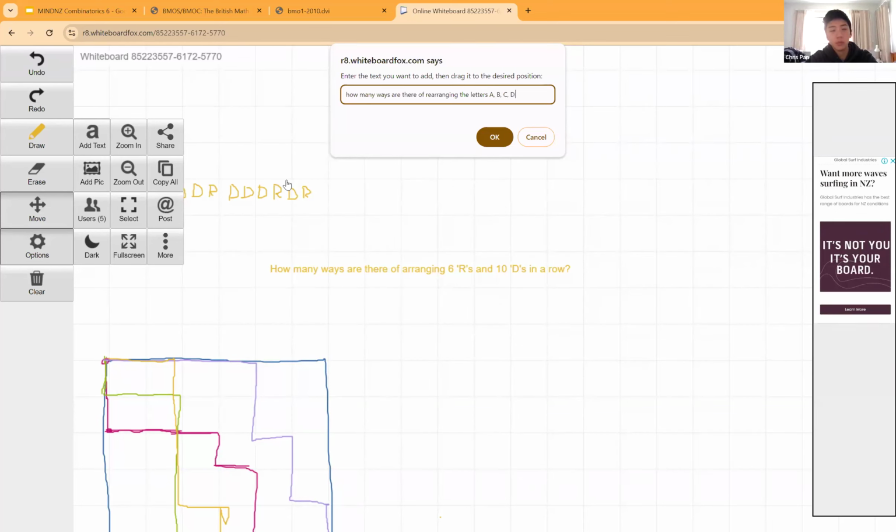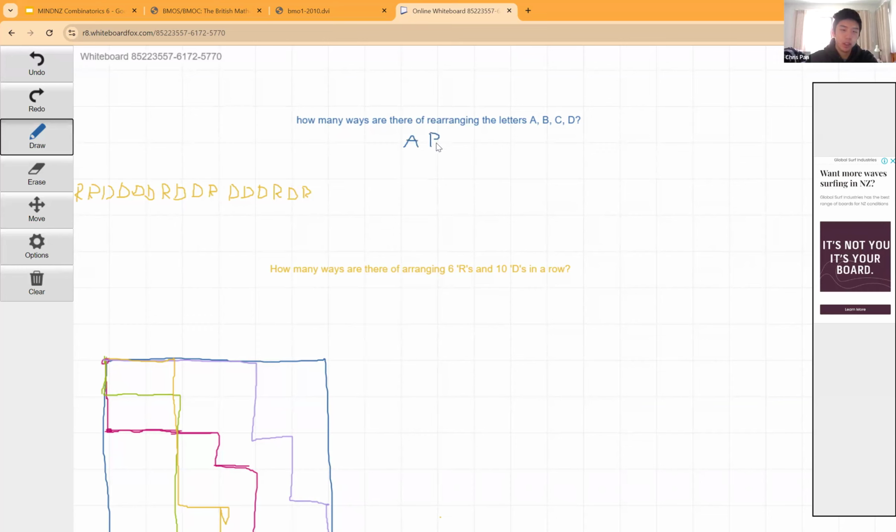And what I mean by rearranging the letters A, B, C, D is maybe something like A, B, C, D would be different from B, C, A, D, which is different from C, B, D, A.